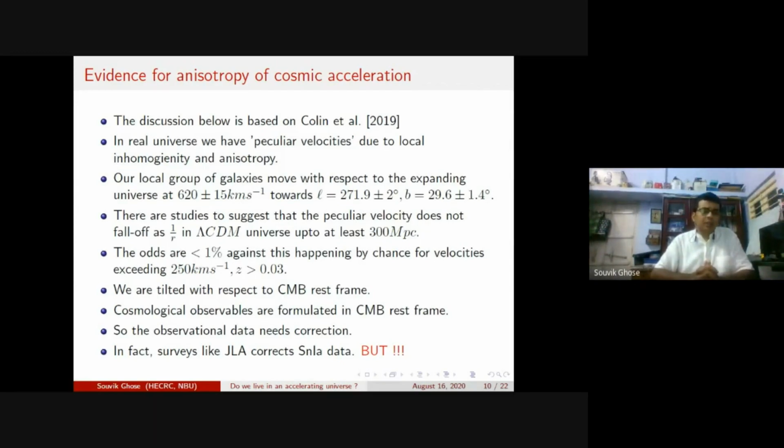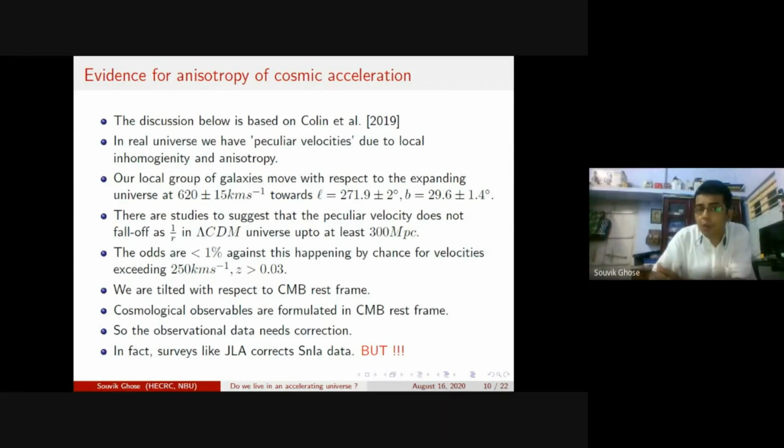Is there any possibility that we are observing these effects by chance? Well, computer simulation says that odds are less than 1% against this happening by chance for velocities exceeding 250 kilometers per second and for redshifts greater than z equals 0.03.